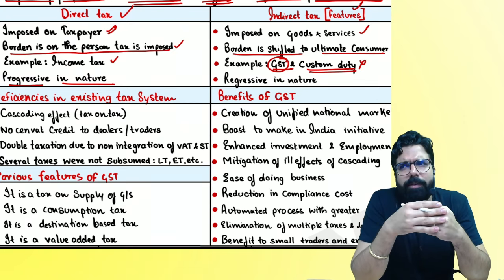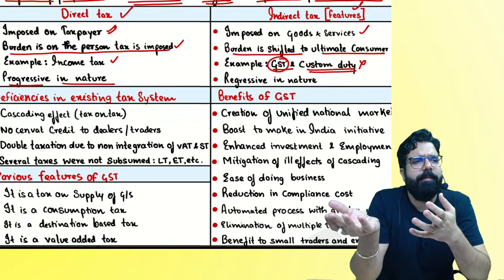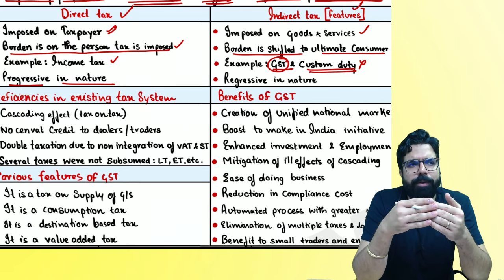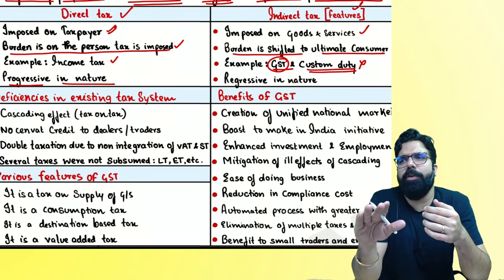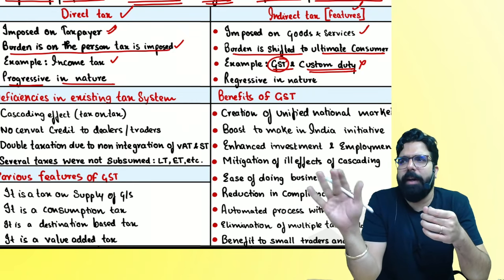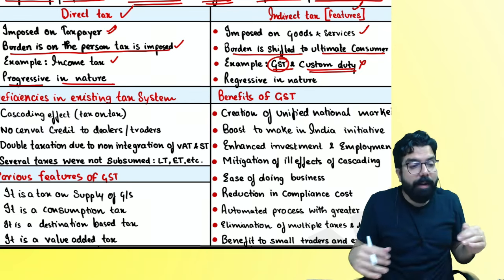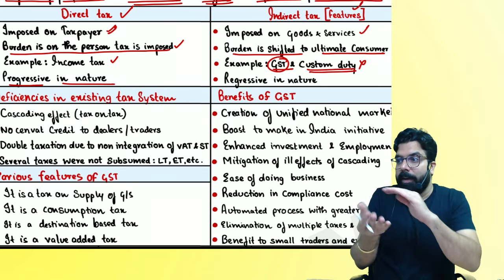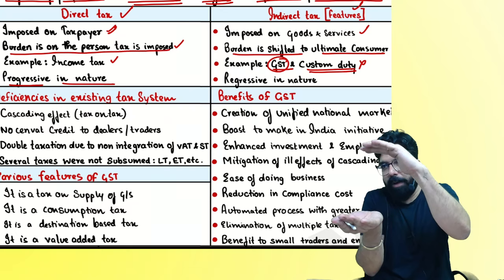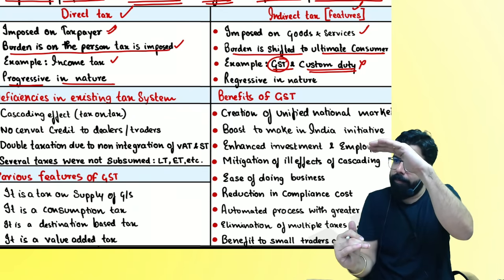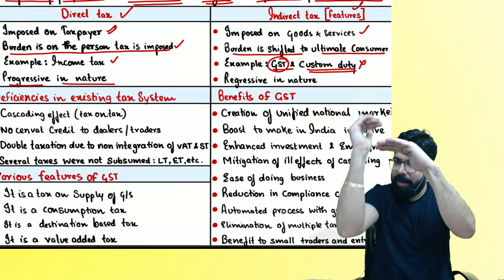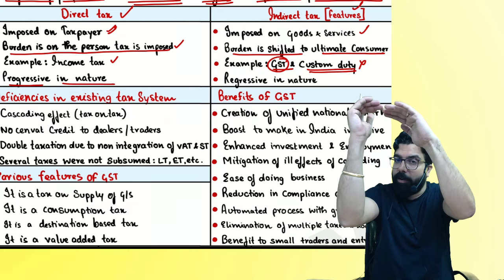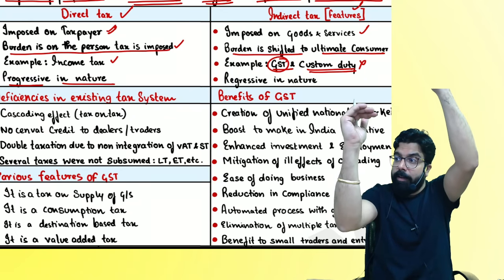2.5 lakh to 5 lakh, how much percent? 5%. 5 lakh to 10 lakh, how much percent? 20%. Above 10 lakh, 30%. Now, what they are trying to tell in direct tax is that if you are earning lower than 2.5 lakh, no tax. 2.5 to 5 lakh, 5%. 5 lakh to 10 lakh, 20%. More than 10 lakh, 30%.